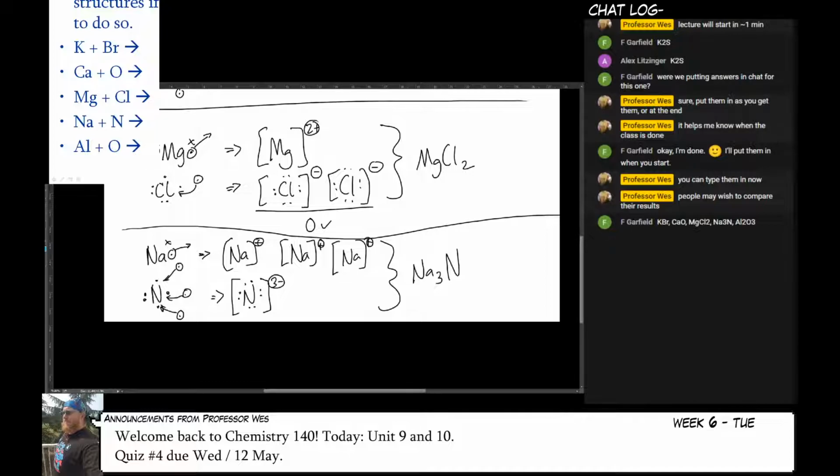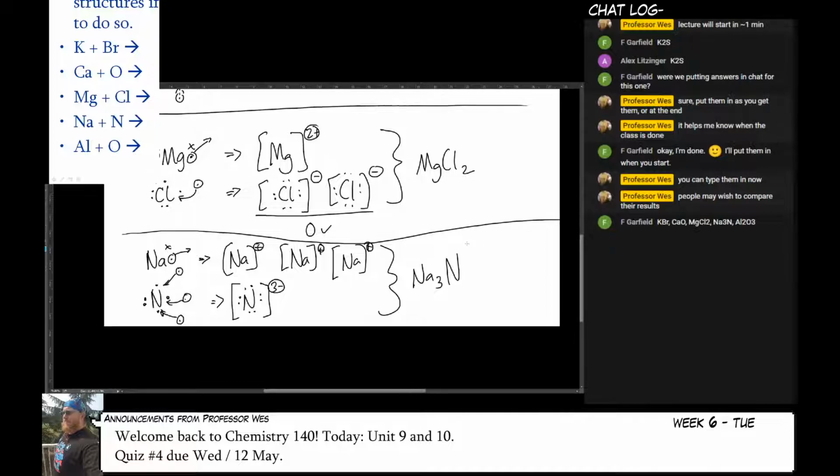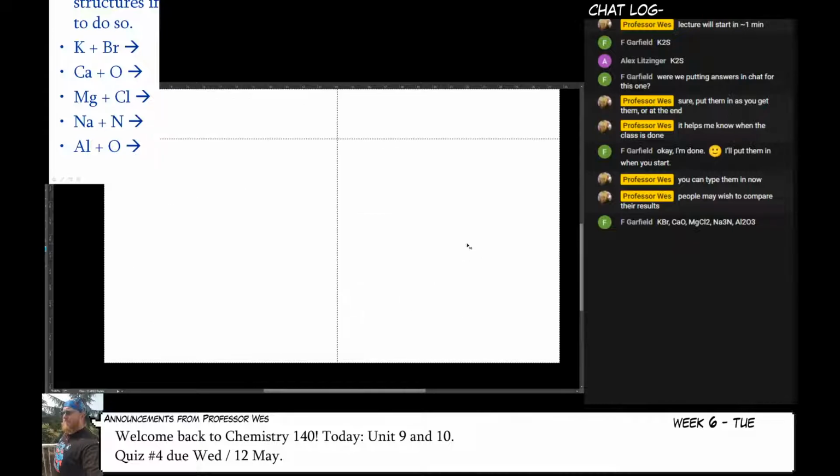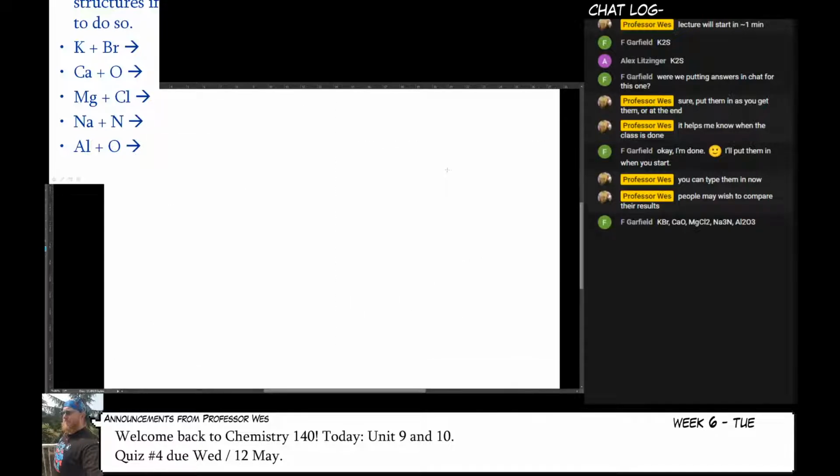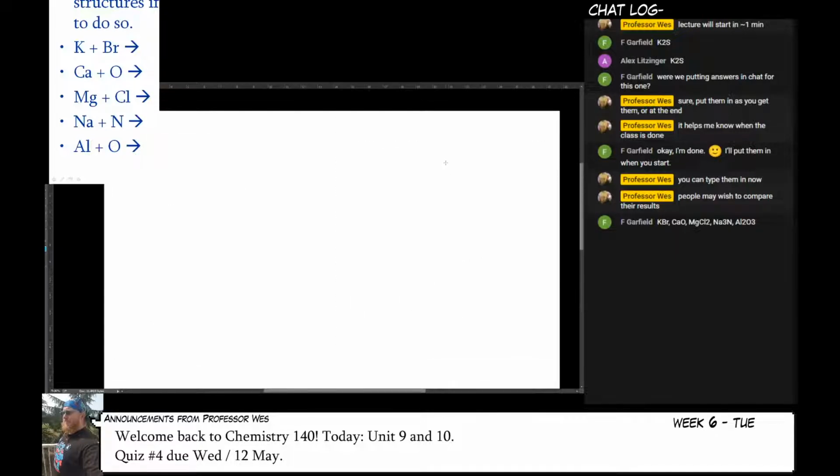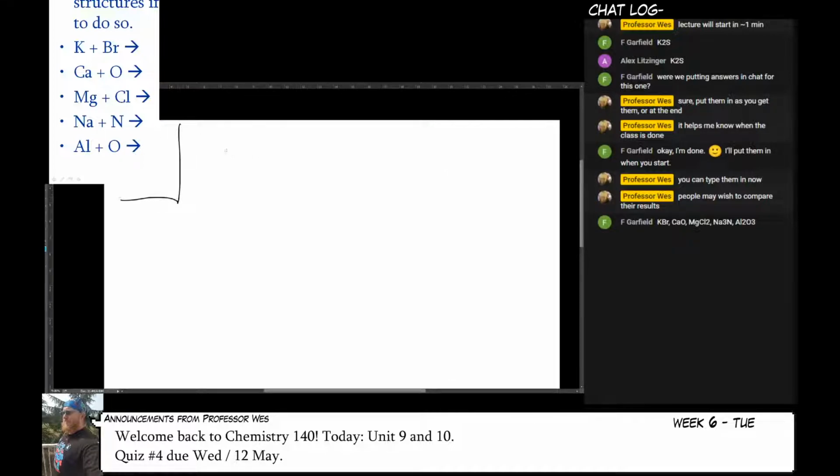For the last one, I do have to hit clear on this, unfortunately. So scroll all the way back up to the top because we're going to use a lot of space for it. Hold on. For aluminum, here's my aluminum. I'm going to get rid of its 3 electrons. Goodbye. That's the charge I form.